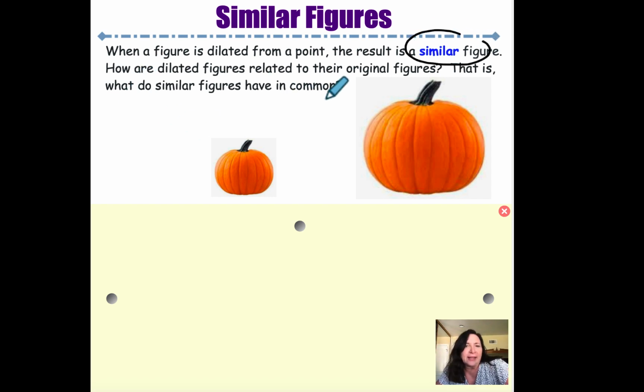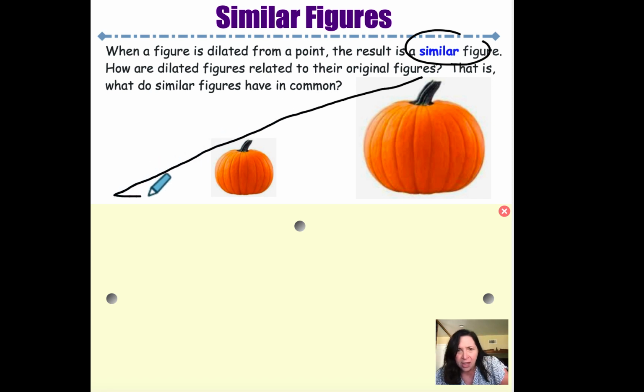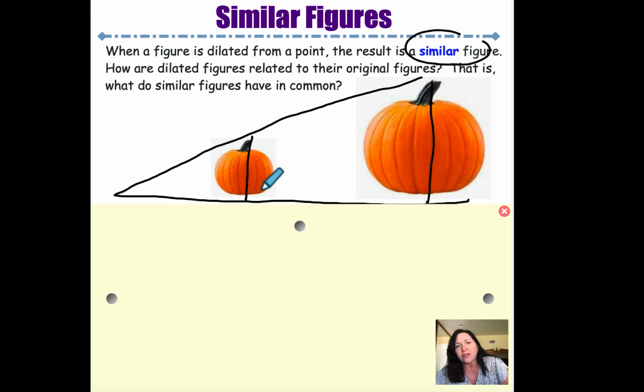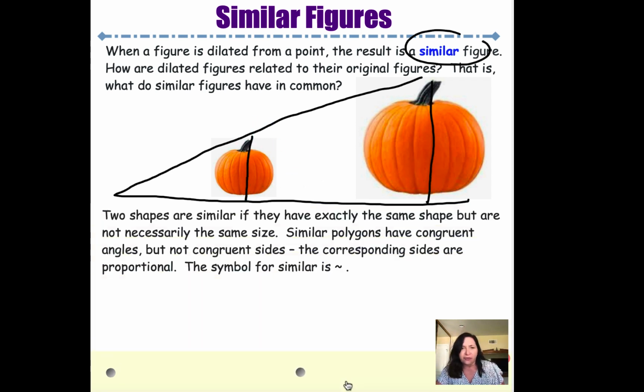Now, how are dilated figures related to their original figures? What do similar figures have in common? So looking at these 2, right, what they have in common is basically a scale factor that we've reduced it or enlarged it depending on, you know, what you're talking about. And that's what they have. I can make a ratio of these 2 values. These 2 shapes are similar if they have exactly the same shape, but are not necessarily the same size. So similar polygons have congruent angles, of course, but their sides are not congruent. The corresponding sides are proportional, which is where we get our scale factor.